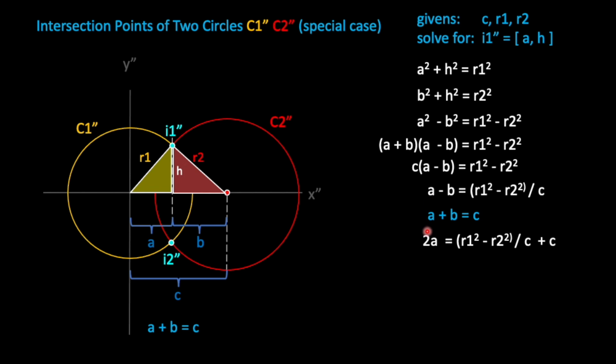And we get 2A on the left side. And now we've got what we had before on the right plus a C. That came from here, adding this. We're almost there.